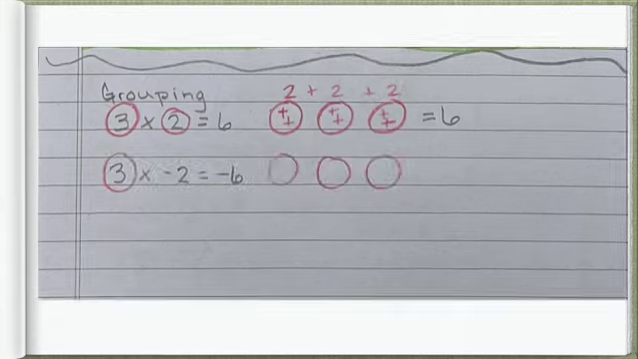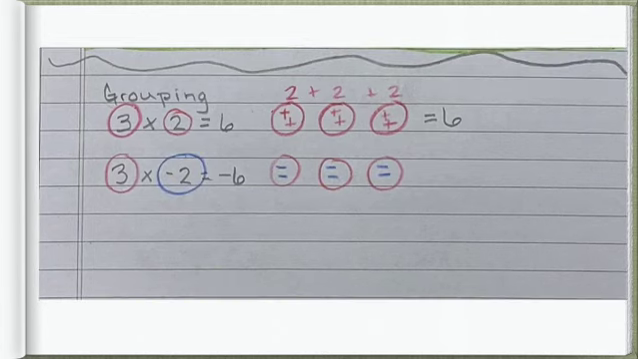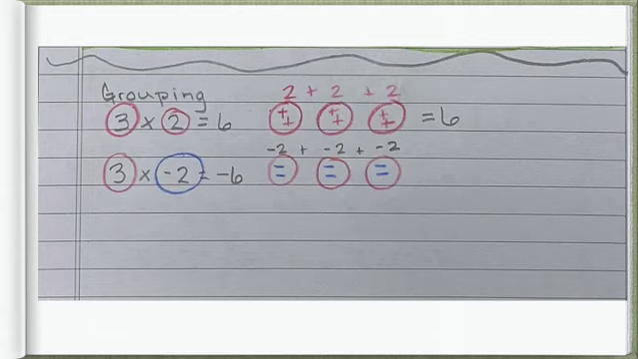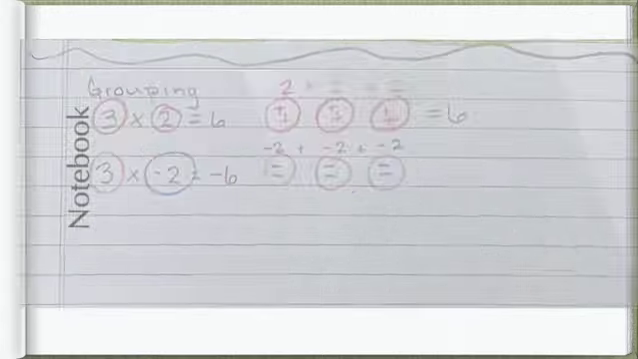Now our next example, we still have positive 3, but this time we have positive 3 times negative 2. So inside each circle, we put 2 negatives. So we've got negative 2 plus negative 2 plus negative 2. So you've got negative 2 repeating 3 times. That means you've got an answer of negative 6.